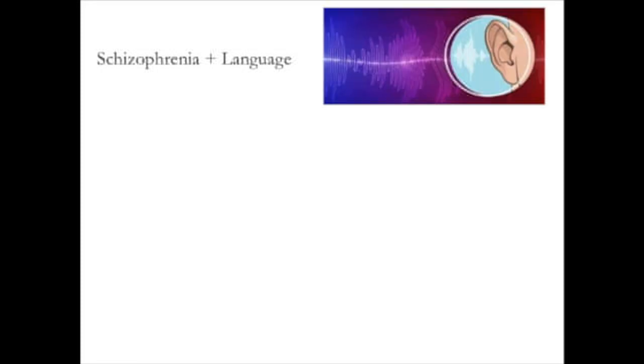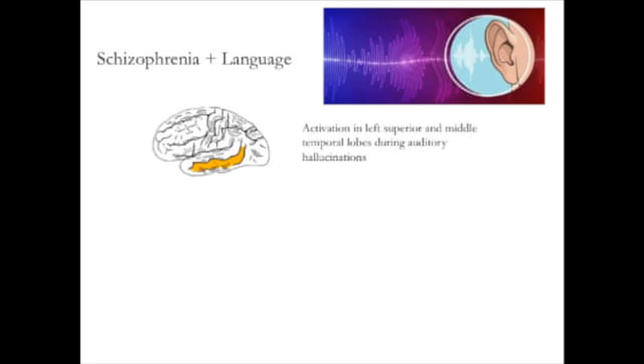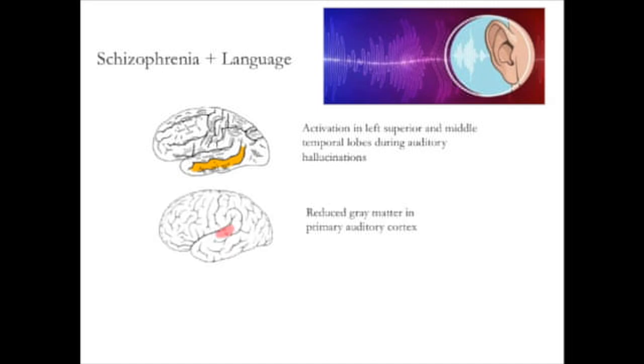One aspect that makes schizophrenia unique among other psychopathologies is its relationship to language. Auditory hallucinations are one of the most common symptoms of schizophrenia. In a study by Kircher and Thinnell, scientists used fMRI to see regions of activation during auditory hallucinations. It was found that people with schizophrenia experience activation in the left superior and middle temporal lobes during auditory hallucinations. People with schizophrenia also show reduced gray matter in their primary auditory cortex.